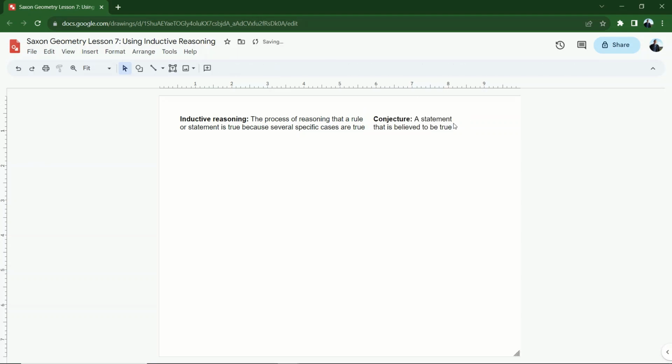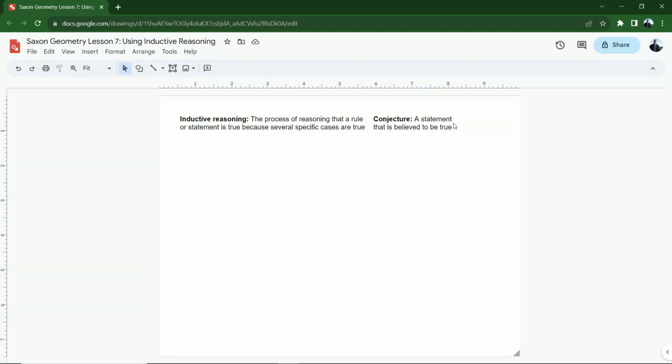There's a couple other terms we need to know. Conjecture is a statement in geometry that is believed to be true. In science, we call it a hypothesis. It's a guess, an educated guess. In geometry, we're going to state it a little bit more strongly, though. It's something we assume to be true until it's proven false.